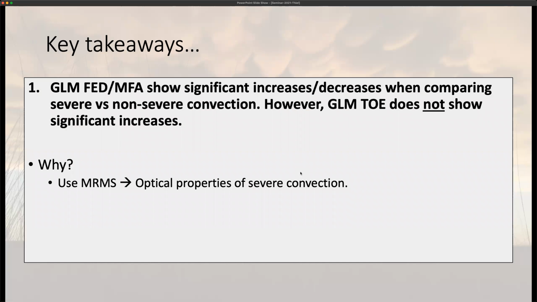So our first big takeaway is that the GLM FED and MFA do show significant increases/decreases when comparing severe versus non-severe convection. However, the GLM total optical energy does not show significant increases. And now we've kind of established that. Why is that so? We'll use the MRMS data and look at the optical properties of the severe convection and try to get at, well, what are we actually observing within the convective cloud itself? And what can we then discern about the optical characteristics of those flashes in a representative manner?